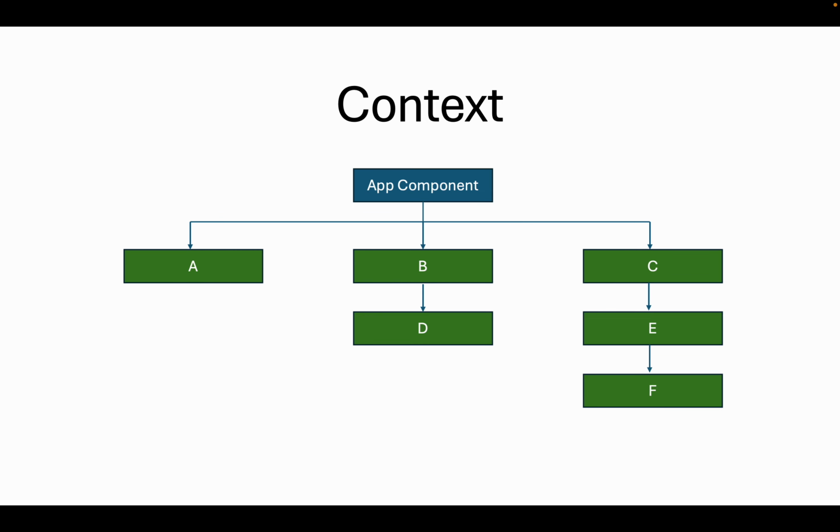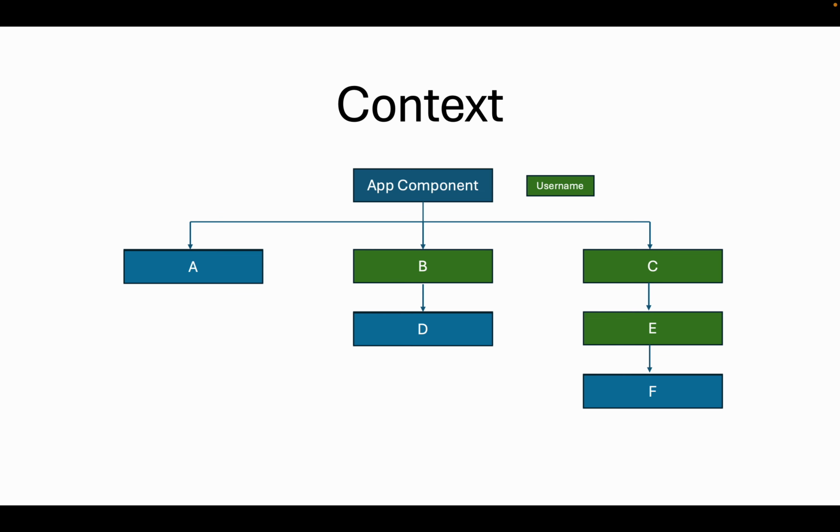The requirement is we have a username. We have to pass down that username to three different components, where I have to show that username, that is component A, D and F. Like I have to show my username in component A, component D and component F, but that username is available in my app component file.